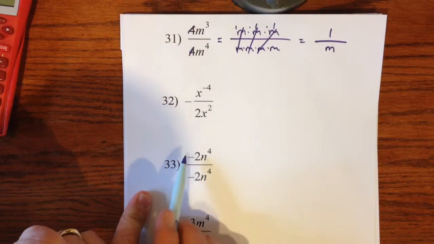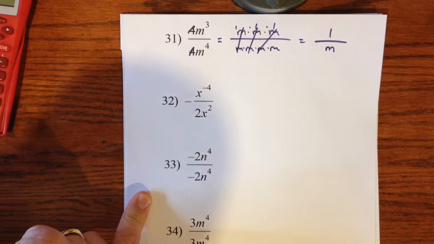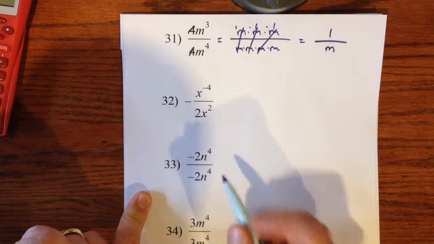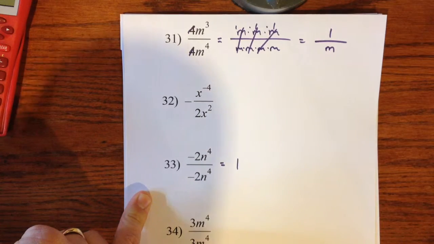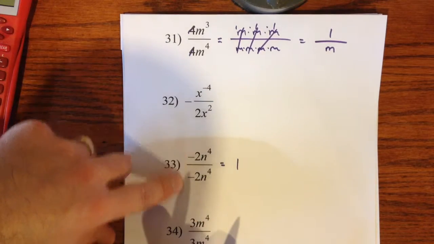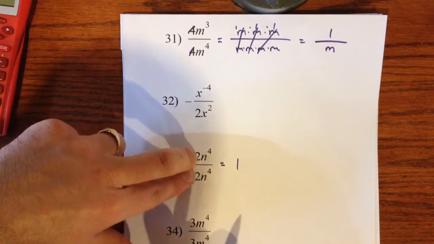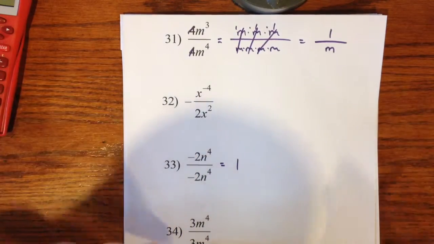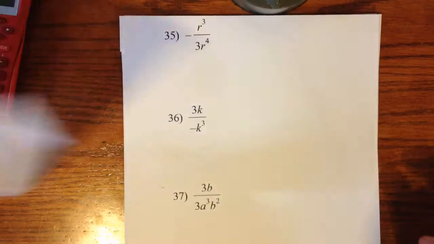Now, I'm dividing the exact same thing, and you learned this way back when. Anything divided by itself is 1. Okay? Negative 2 divided by negative 2 is 1, and n to the 4th divided by n to the 4th is 1. So 1 times 1 is 1. So don't overthink that one.